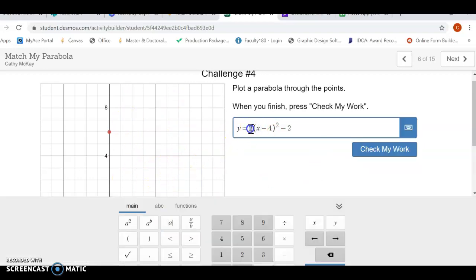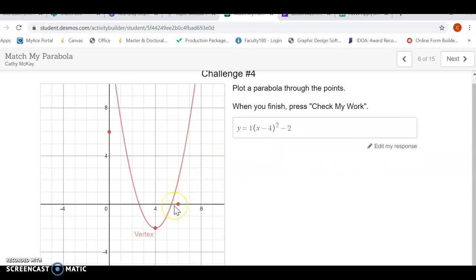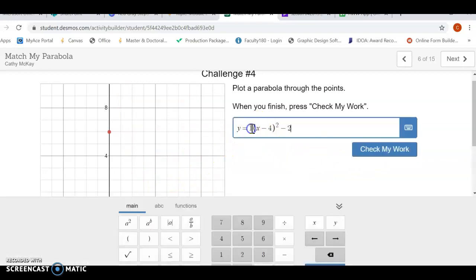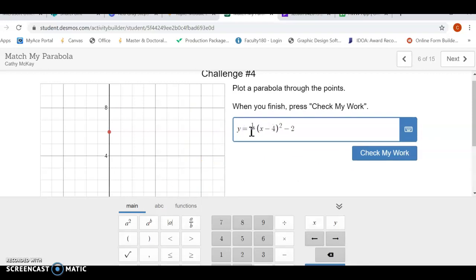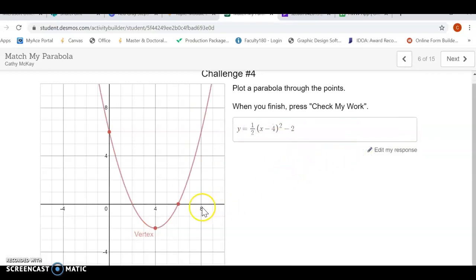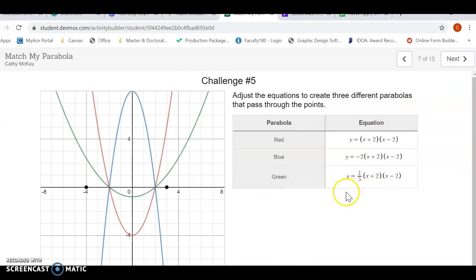That vertex has become thinner. So what I'm going to do is go back to 1, and notice how that is gotten fatter than the 2. So I'm going to go 1/2, and I'm going to check my work. See, the good part is that they do give you those points, and that really does help you.